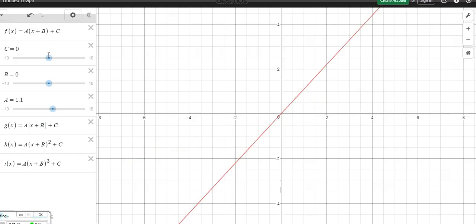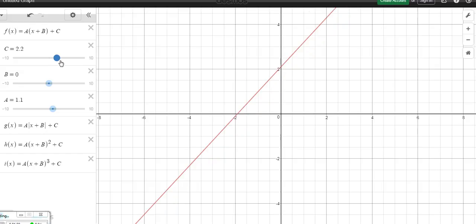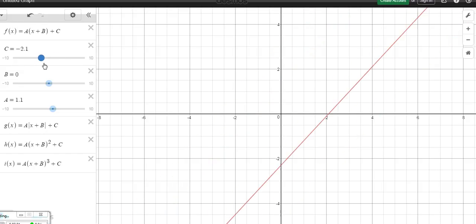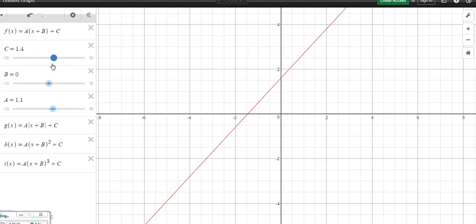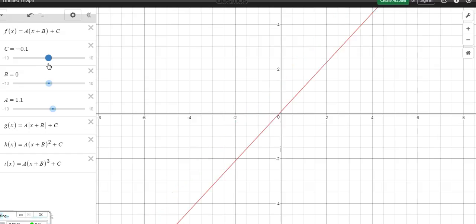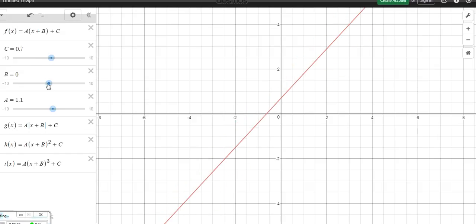This last one, c, would be my y-intercept. So notice when I bring it down, it goes down. When I bring it up, it goes up. As all of these things change, these are what we call transformations. We are changing this graph. We are transforming it by sliding it around or tilting it or whatever you might want to consider these things. We are transforming the graph using these different values.